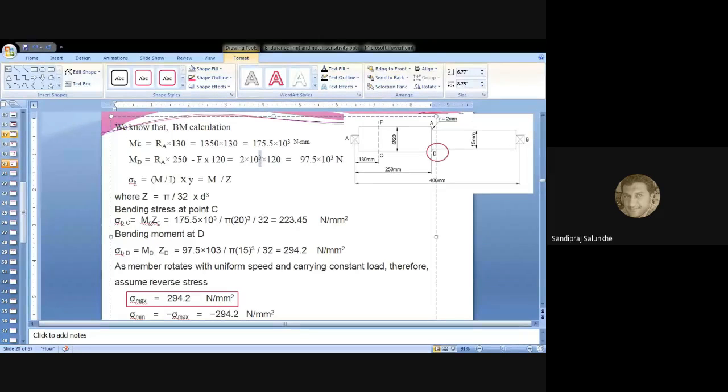Instead of that, there should be what? Minus sign. Now I'm not sure about this value also. So you do the calculation and tell me what is the value of MD, that is the bending moment at point D. Correct, sir. It is correct.